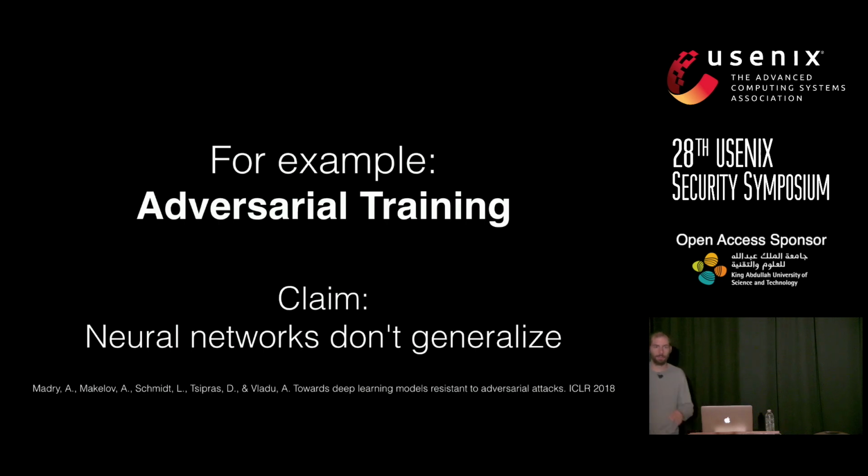Let me give you a couple examples of defenses that have been considered in the research space. The first example is called adversarial training. This sort of makes the claim that neural networks don't generalize to out-of-distribution data. Adversarial examples are maybe somehow out of distribution. And so therefore, we should train on the adversarial examples to become robust to them.